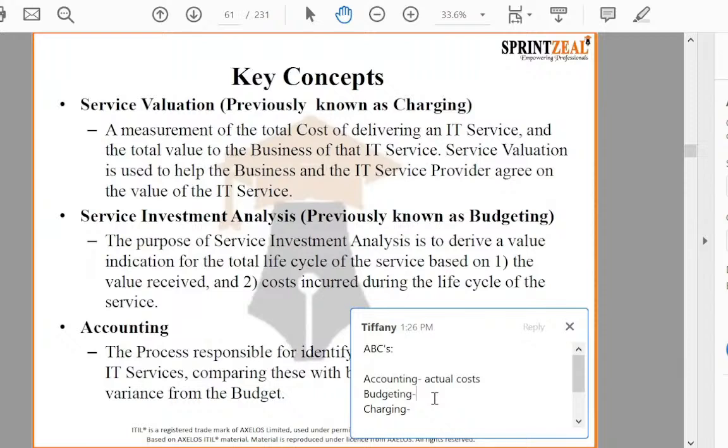So those are your ABCs for financial management. Accounting, budgeting, charging. Got it. Okay. I'll just keep it here so we can keep it moving. Okay.